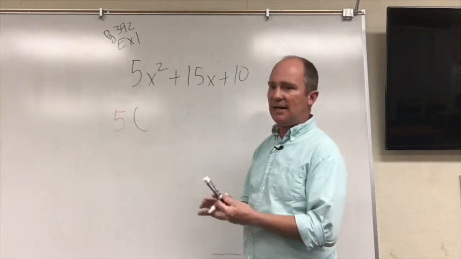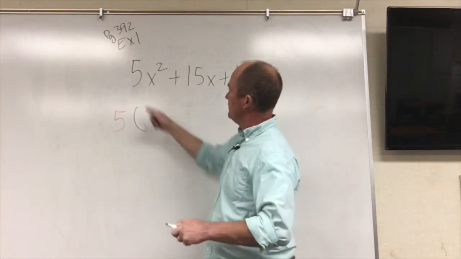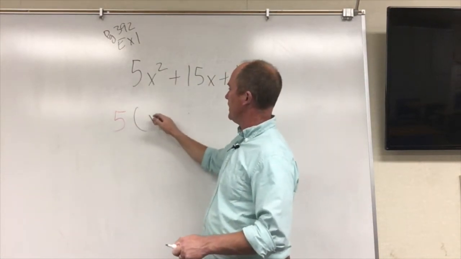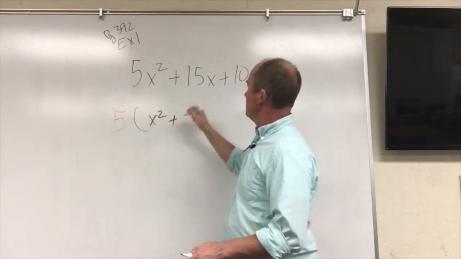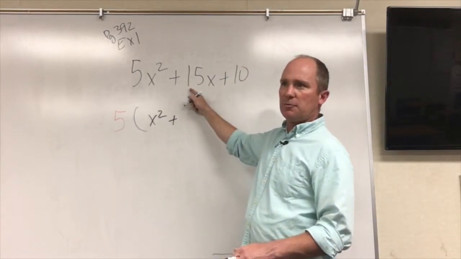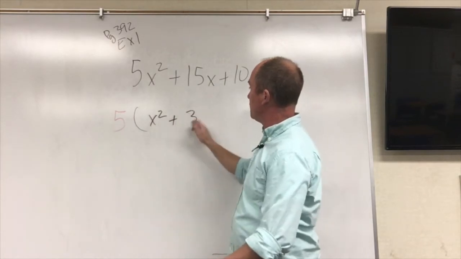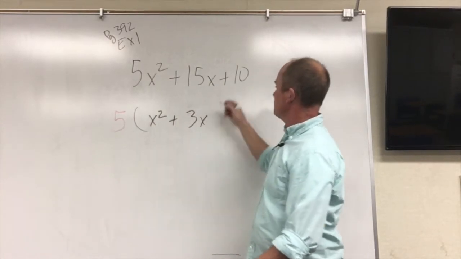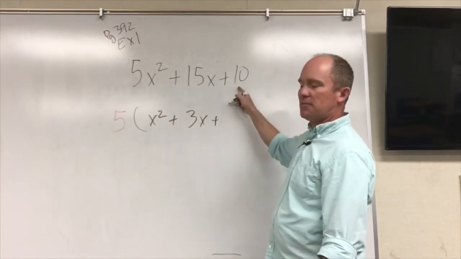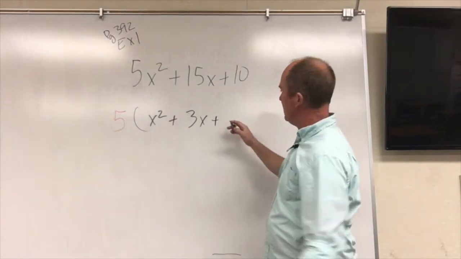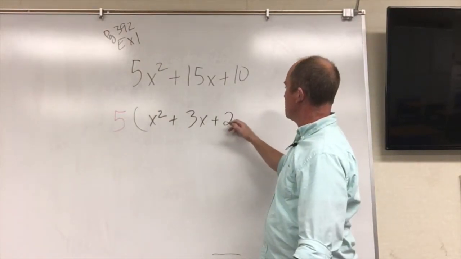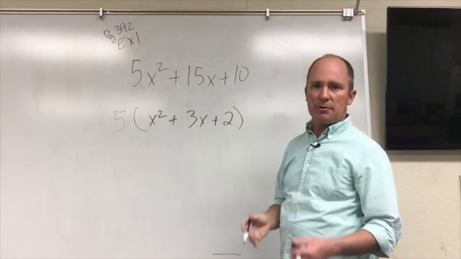I pulled out a 5, and so what happens is, if I borrowed a 5 from here, I'm just left with x squared. I borrowed a 5 from this one. 3 times 5 is 15, so if I borrow 5, I'm left with just 3x. And if I think about my times tables, 2 times 5 is 10, so if I borrow 5 and take it out, I'm left with just 2. I can double check my work, make sure everything works out.